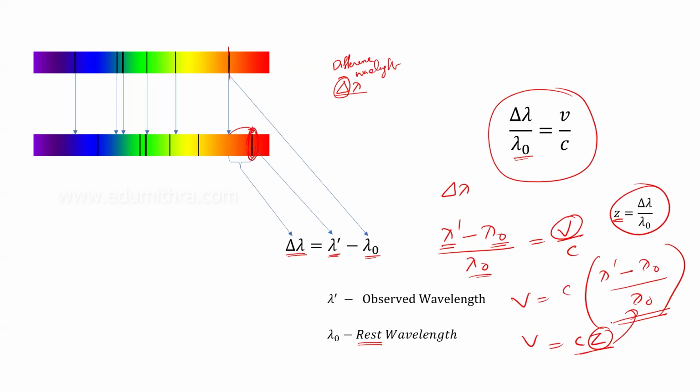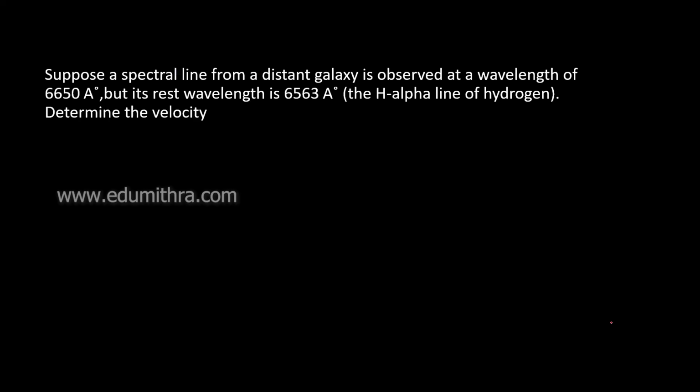Now let's do one example of such a problem. Suppose a spectral line from a distant galaxy is observed at a wavelength of 6650 angstrom. Angstrom means 10 to the power minus 10 meters, but here the unit is not a problem. So this is the observed one.